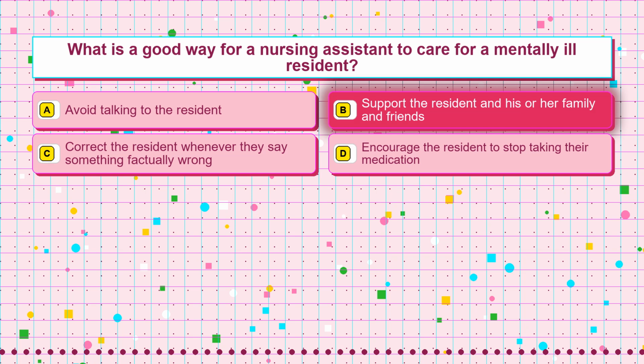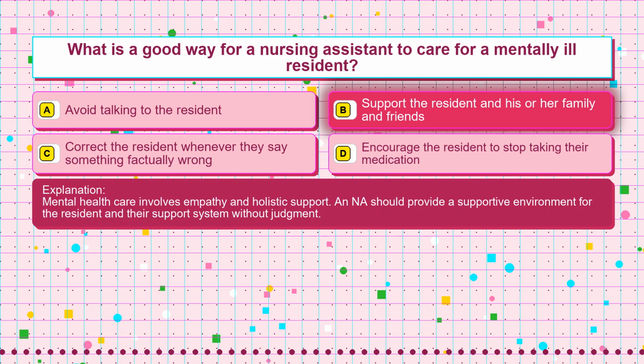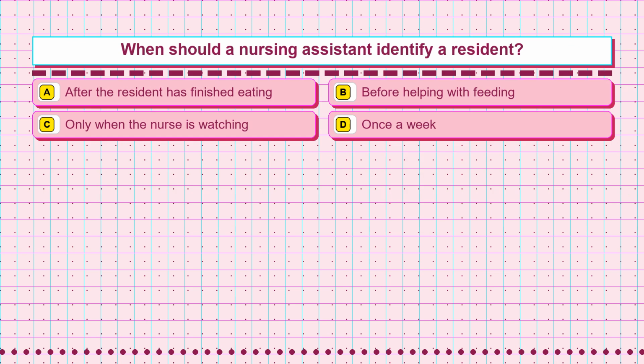The correct answer is option B, support the resident and his or her family and friends. Mental health care involves empathy and holistic support, and the NNAAP should provide a supportive environment for the resident and their support system without judgment.